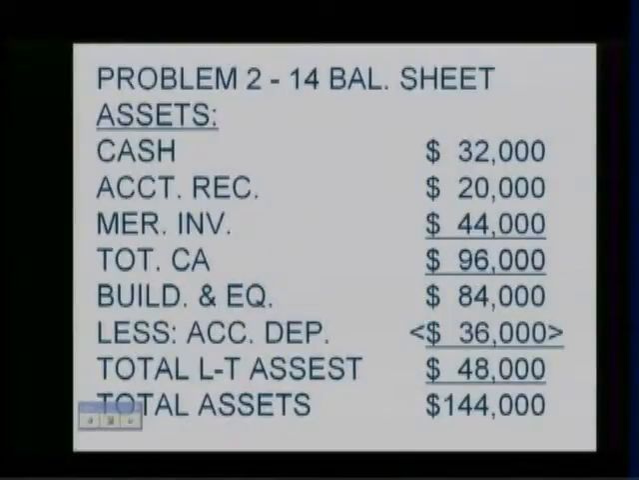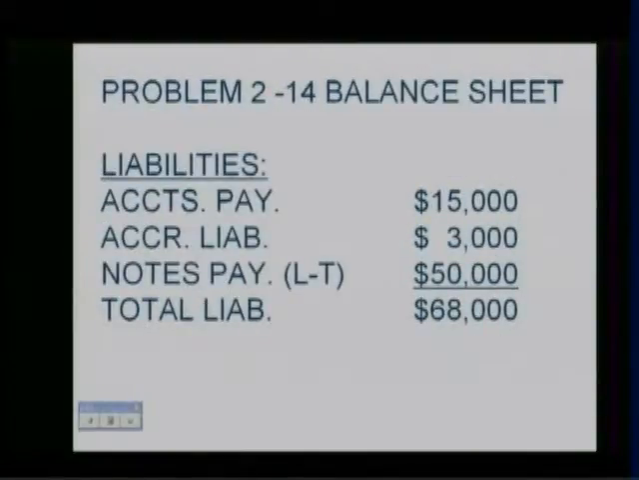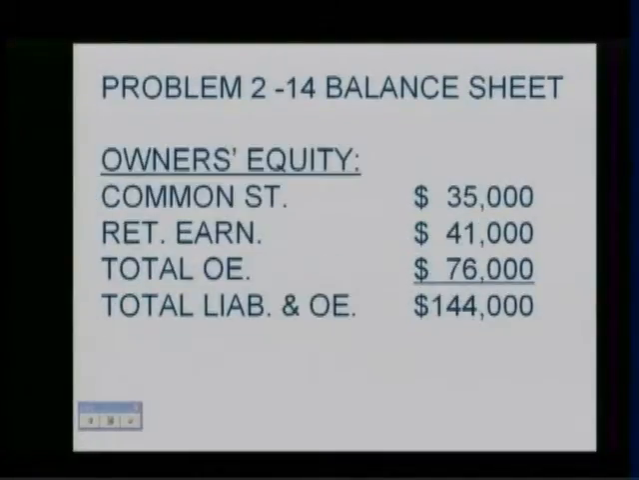Bear in mind that assets equals liabilities plus owner's equity. So if your assets are $144,000, then your total liabilities and owner's equity have to be $144,000. Well, you know your payables, your accrued liabilities, and your notes payable all add up to $68,000.